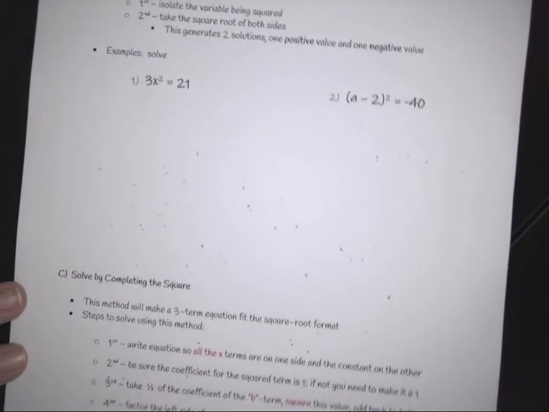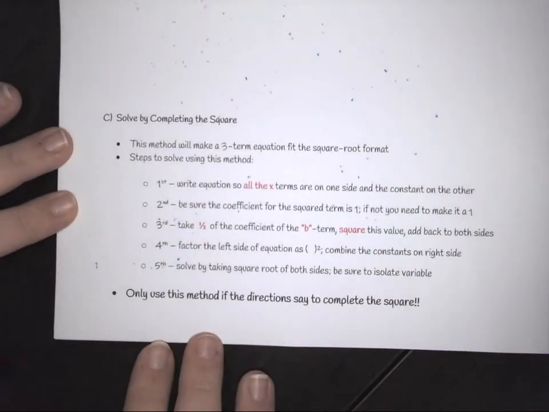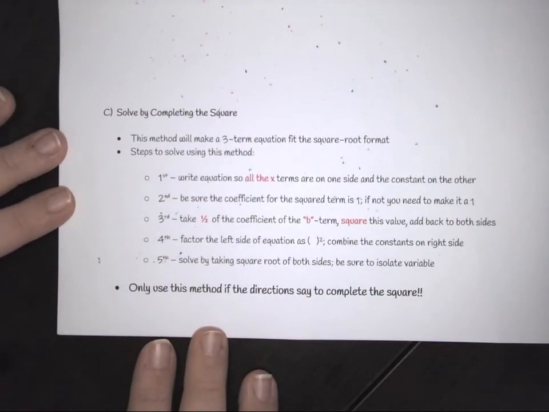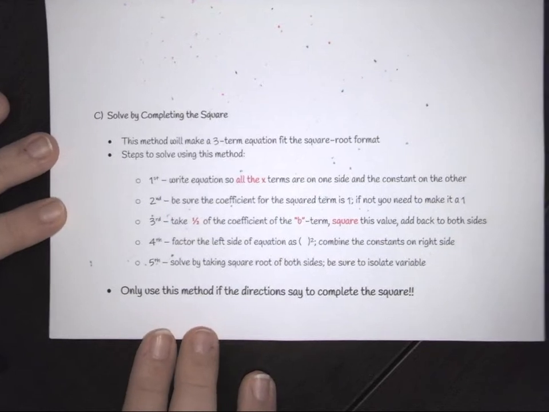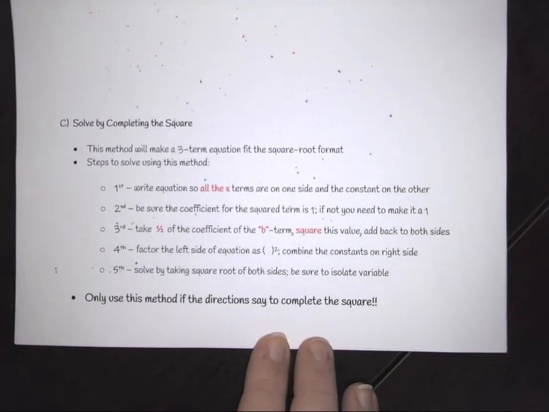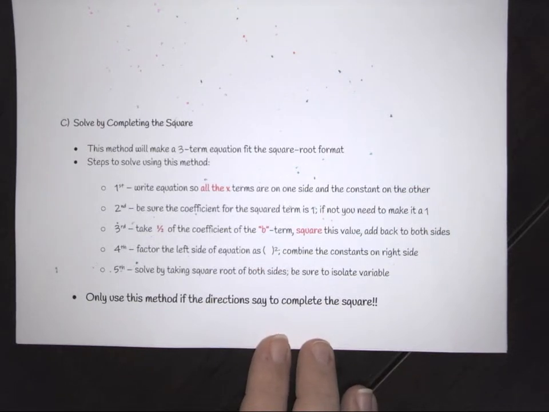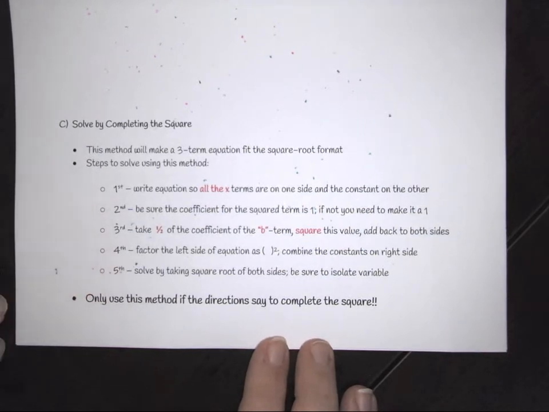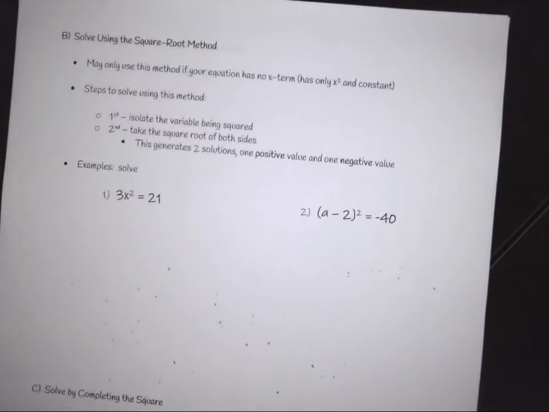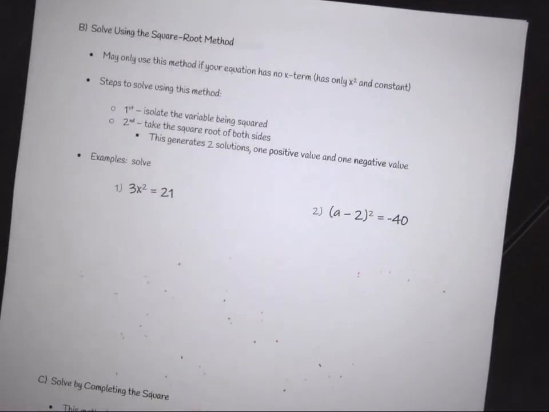Now the reason we looked at that first has to do with the second method, which is the complete the square method. Completing the square is a method that's used because it will force an equation to fit the square root format. So it's going to force your trinomial to take on a form that will match the square root method, which allows you to go from completing the square to the square root method to solve.